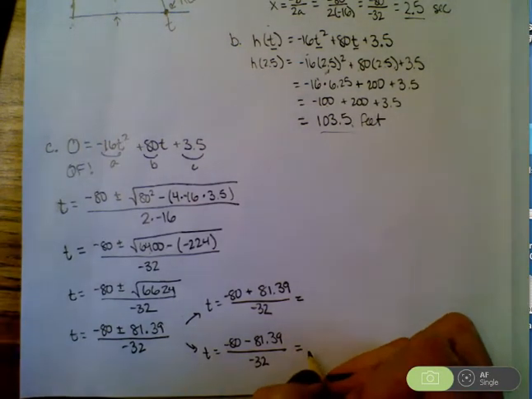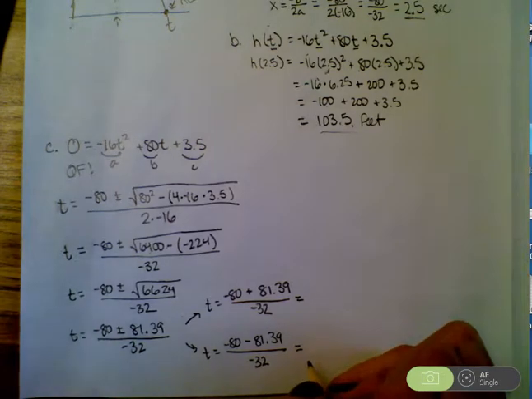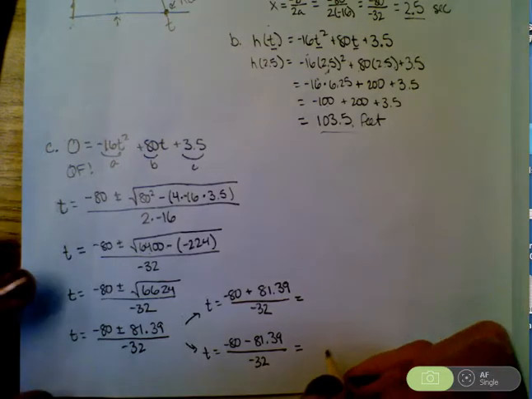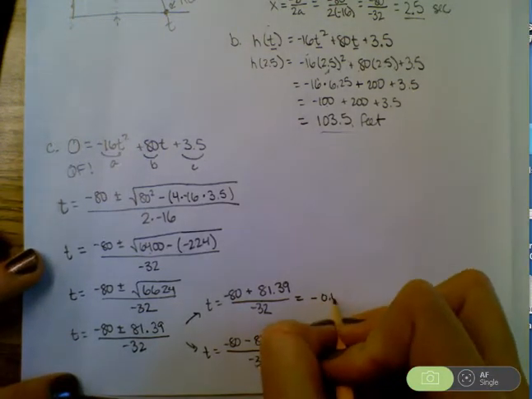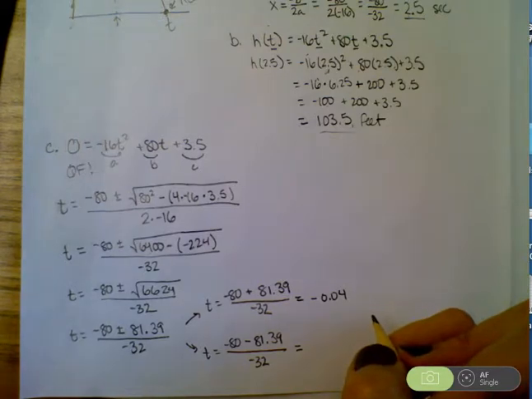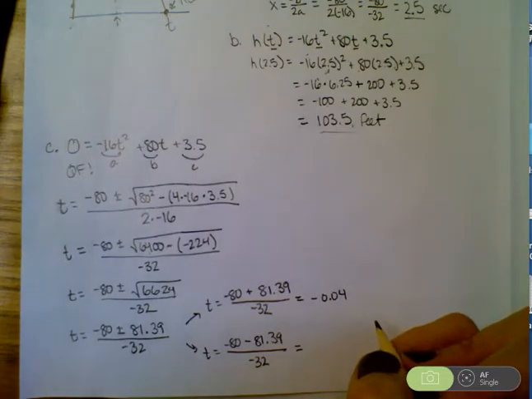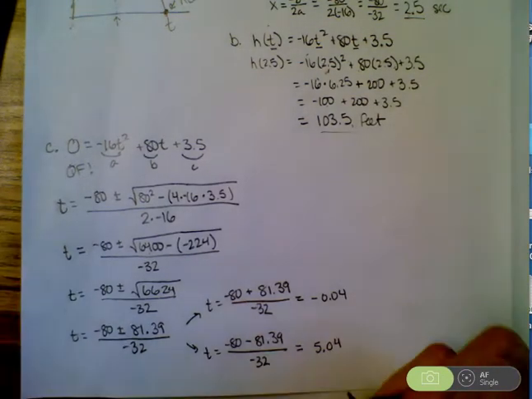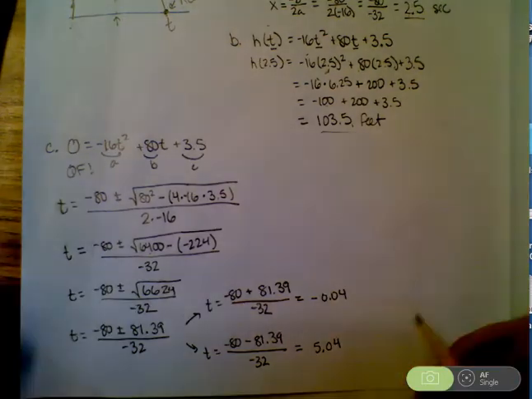So negative 80 plus 81.39 is 1.39 divided by negative 32 is negative 0.04. And negative 80 minus 81.39 divided by negative 32. Please be positive. Yes, 5.04. So those are the two answers that I get.